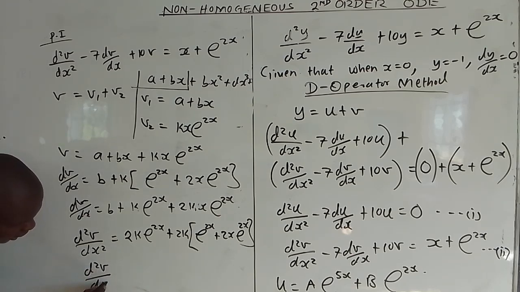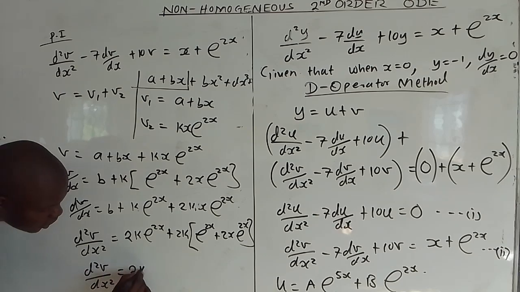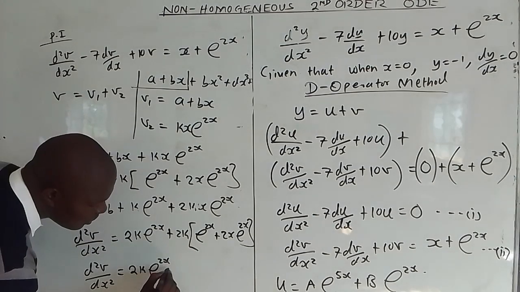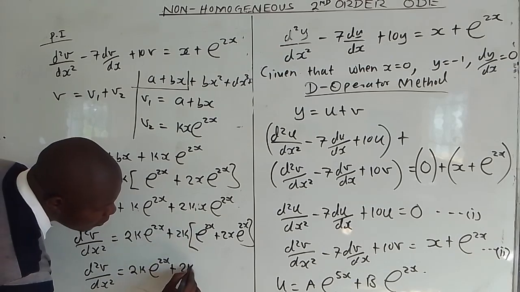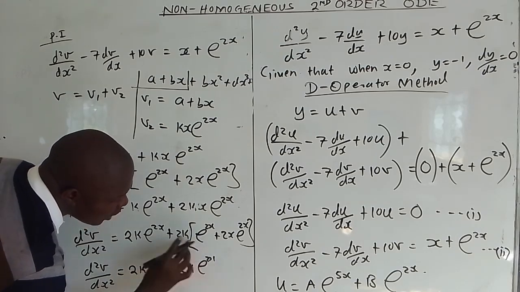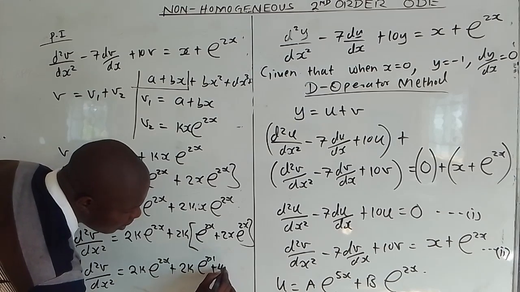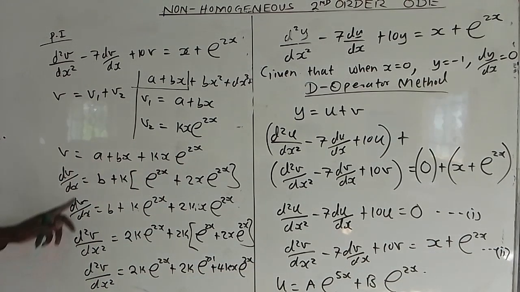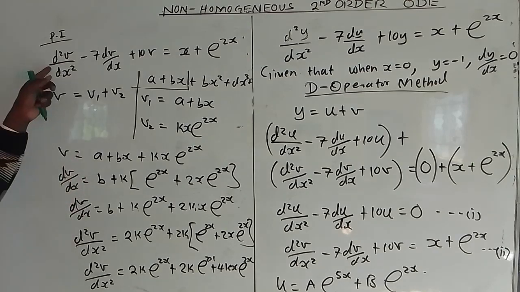d squared v over dx squared is 2k exponential 2x plus 2k exponential 2x, 2k times that, 4kx exponential 2x. So have you seen you found everything? After finding everything, what do you do? So you substitute them back in your equation. Are we together? Yes. You substitute them back in your equation.